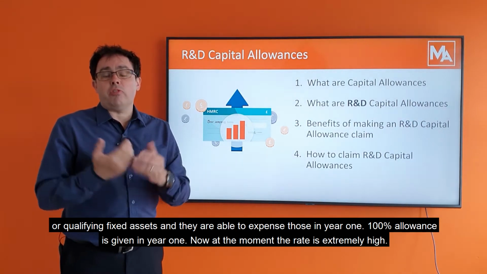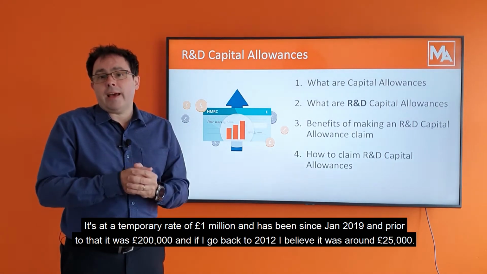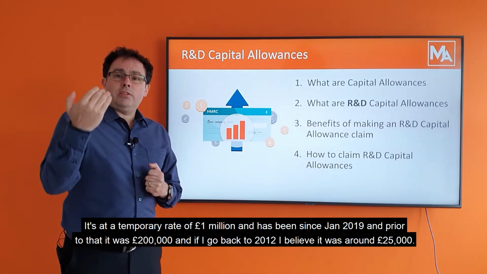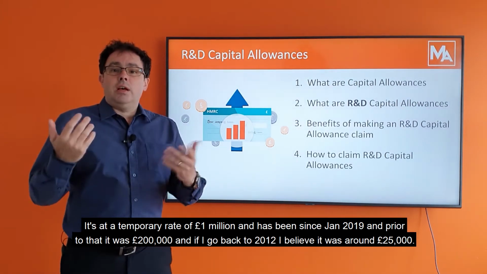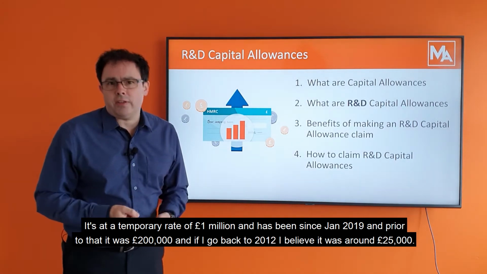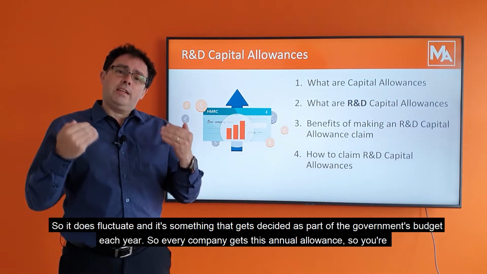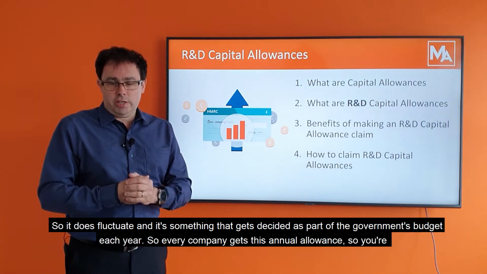Now, at the moment, the rate is extremely high. It's at a temporary rate of 1 million. It has been since January 2019. Prior to that, it was 200,000. And if I go back to 2012, I believe it was around 25,000. So it does fluctuate, and it's something that gets decided as part of the government's budget each year.